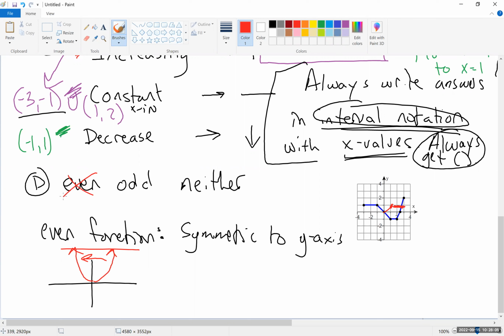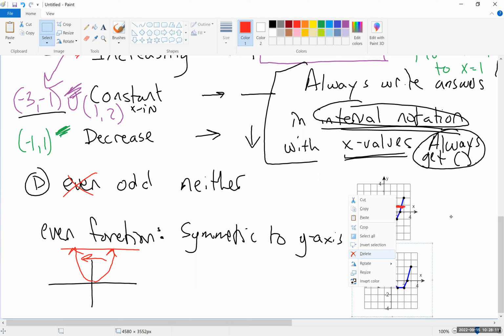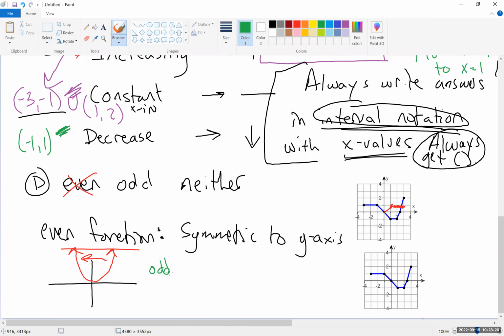Okay, let's see if we can, we're going to paste this again. We're just going to keep using, yeah, actually, yeah, that's fine. So now an odd function, we'll do an odd, if it's an odd function, it has origin symmetry.